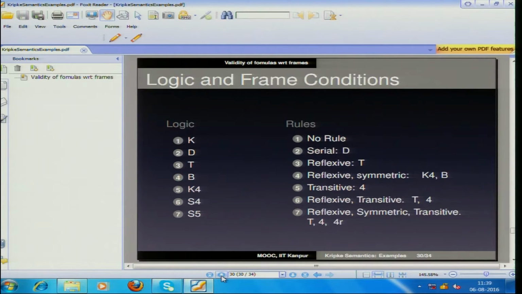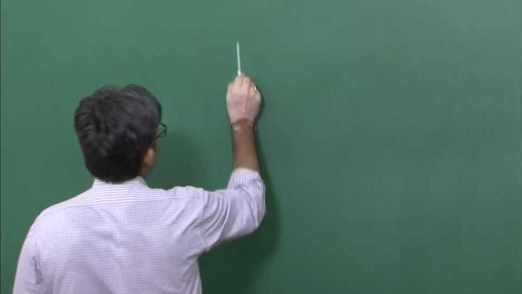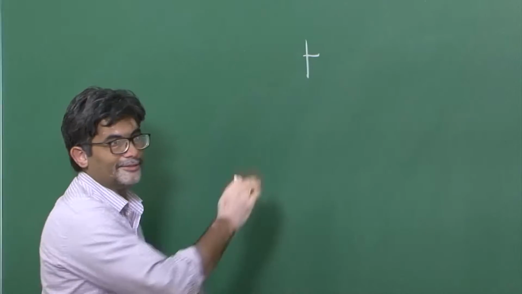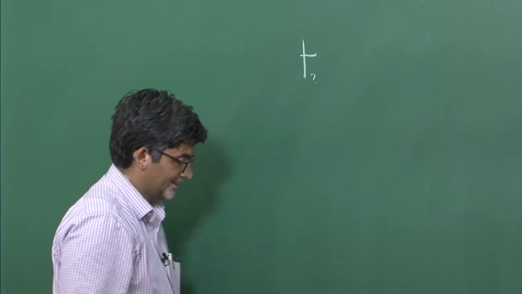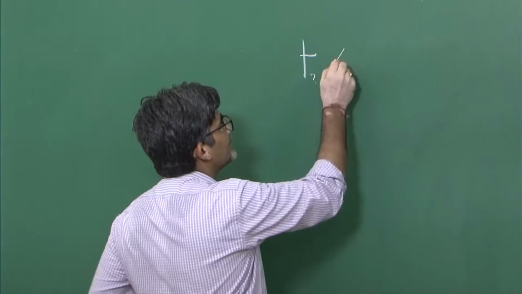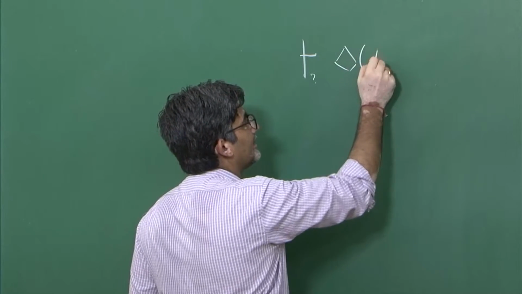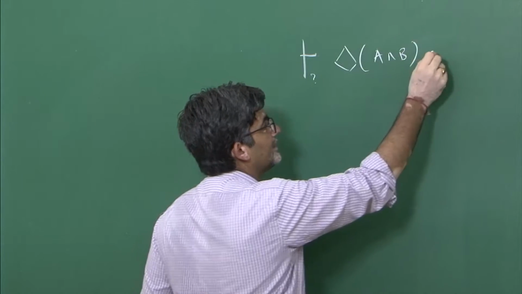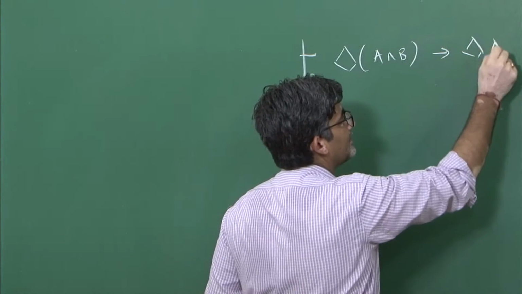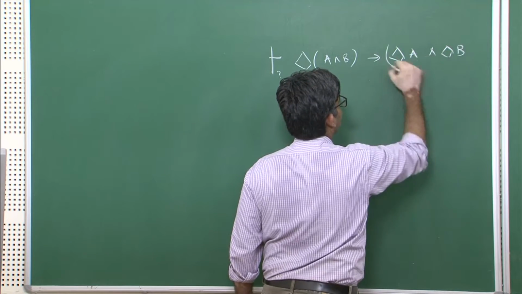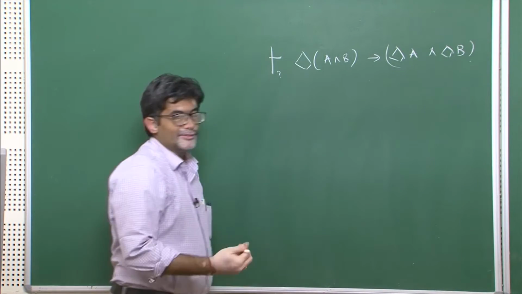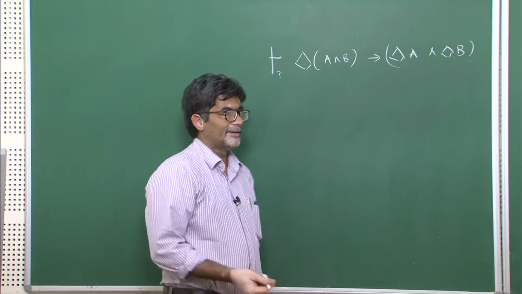We will start with a simple formula like this one. Imagine a situation where whatever I write is considered to be a theorem. Now we are trying to check it, which is why I put a question mark. Suppose you have a formula like this: A and B implies it is possible that A and it is possible that B. We want to check whether this formula is valid or not.